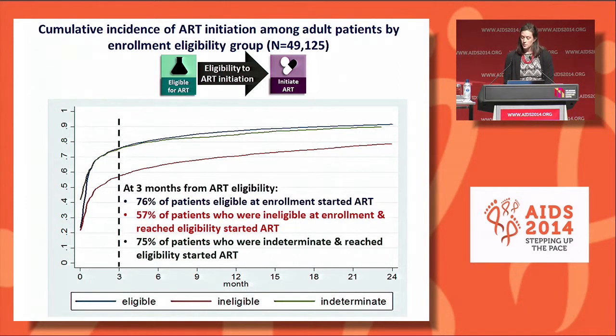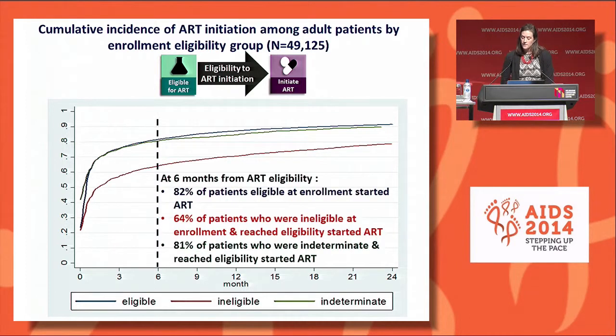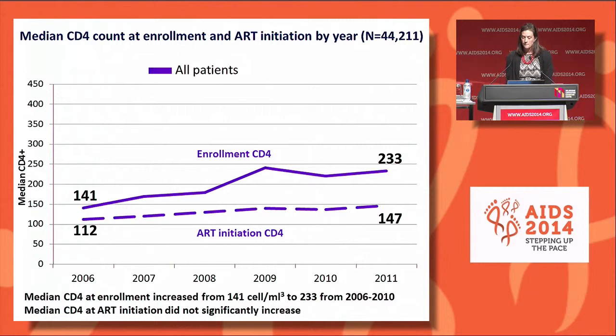At 3 months, the proportions have gone up, and finally at 6 months, we found that 82% of patients who had enrolled eligible for treatment had started ART. 64% of patients who were ineligible at enrollment started ART within 1 month of reaching eligibility, and 81% of patients who were indeterminate when they enrolled and reached eligibility started ART within 1 month.